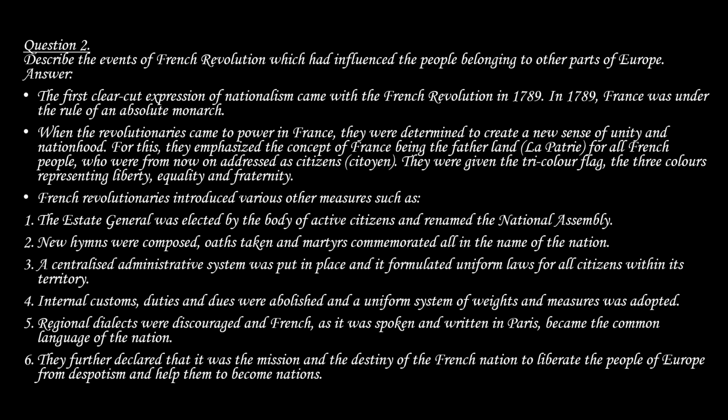French revolutionaries introduced various other measures also. They are as follows. First one, the Estates General was elected by the body of active citizens and renamed the National Assembly. New hymns were composed, oaths taken, and martyrs commemorated, all in the name of the nation. A centralized administrative system was put in place, and it formulated uniform laws for all citizens within its territory. Internal customs duties and dues were abolished, and a uniform system of weights and measures was adopted.